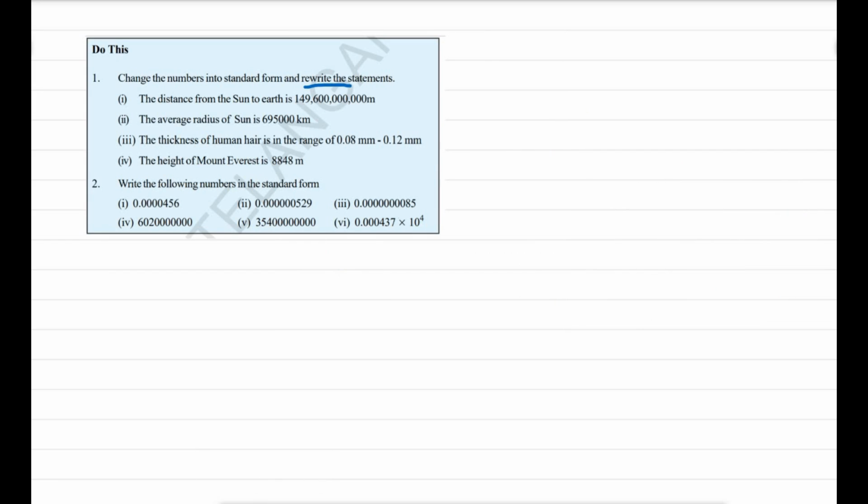Convert and rewrite these statements in standard form. Standard form and scientific form are both the same. So let us rewrite this. I'll take one example from this. What is the number given? 149,600 and 3 zeros and 3. It is very tough to read even. So how do I convert this?